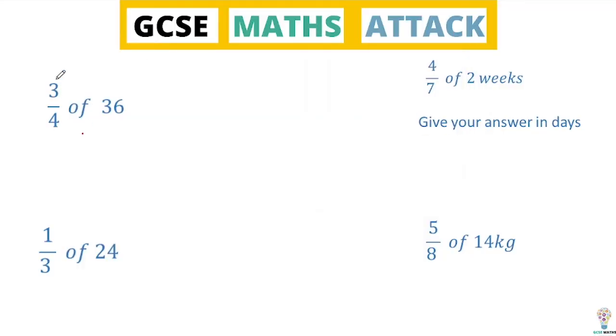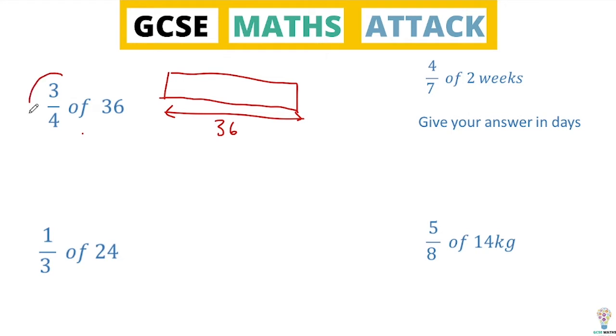Okay guys, so we're told 3/4 of 36. So what is 3/4 of 36? The first thing you want to do is draw your bar model. Now your bar is going to be worth 36. You can see that it says 3/4, so we need to split this into 3/4. We know that the denominator is out of 4, so this bar is going to be out of 4. So 1, 2, 3, 4.